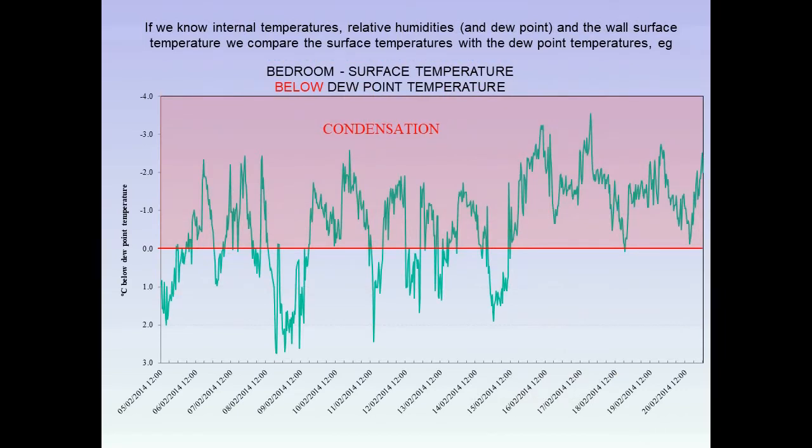If we know internal temperatures, relative humidities, and the dew point of course, and wall surface temperatures, we can compare the surface temperatures with the dew point temperatures. So here's an example. On the left we can see the scale. If it's below the dew point, it's a minus number. But in this particular case, we can see that condensation was occurring most of the time. That surface was only out of condensation a very small amount of time. In other words, it didn't come above the dew point for very long or very often.